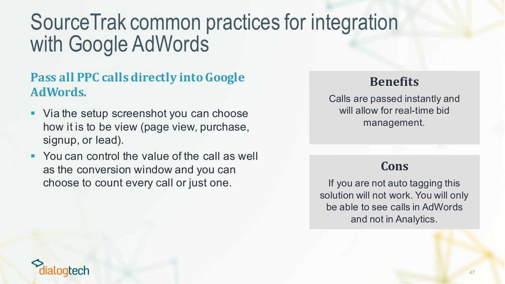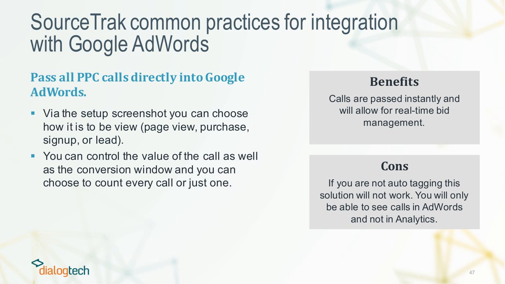The second way to integrate into AdWords is to just do it directly in there. We'll pass all calls directly into AdWords, and that was set up via the screenshot shown earlier. That's where we do an authorization from DialogTech to talk to your AdWords account via the API. So what's great about this is you have the ability to control the conversion window as well as the price and value of how much that phone call is actually worth to you. And again, you can also choose to count every call. So you do have the ability to dedupe those calls on your own as well.